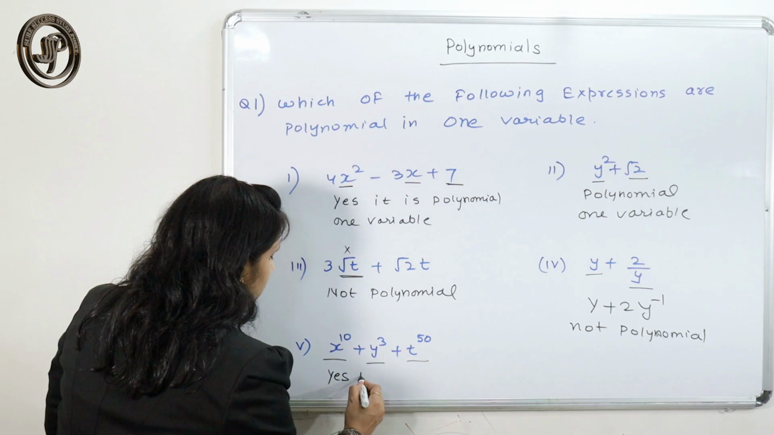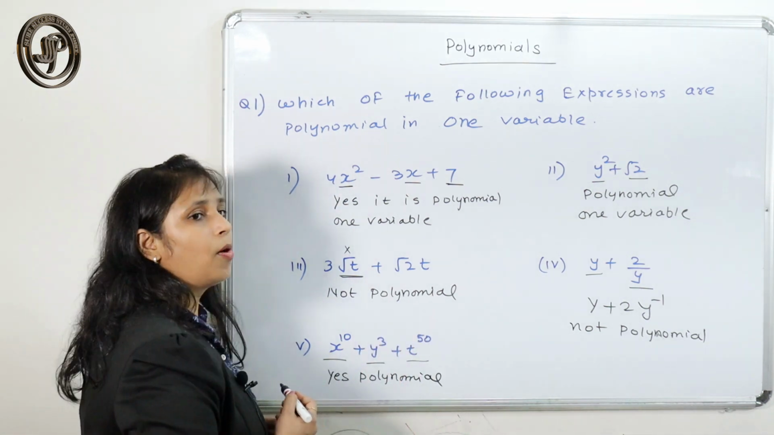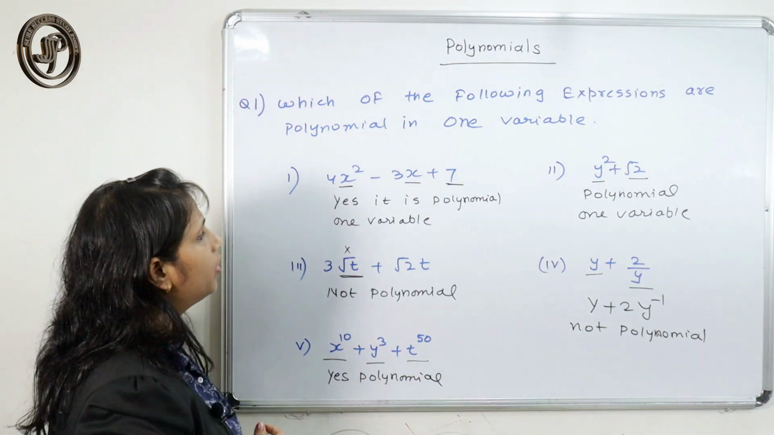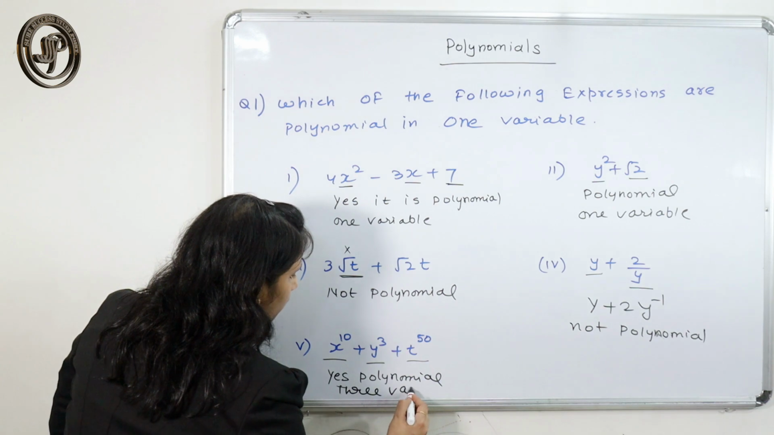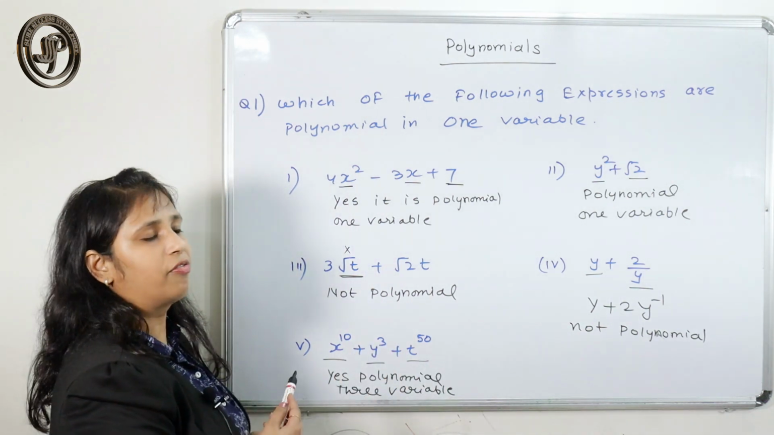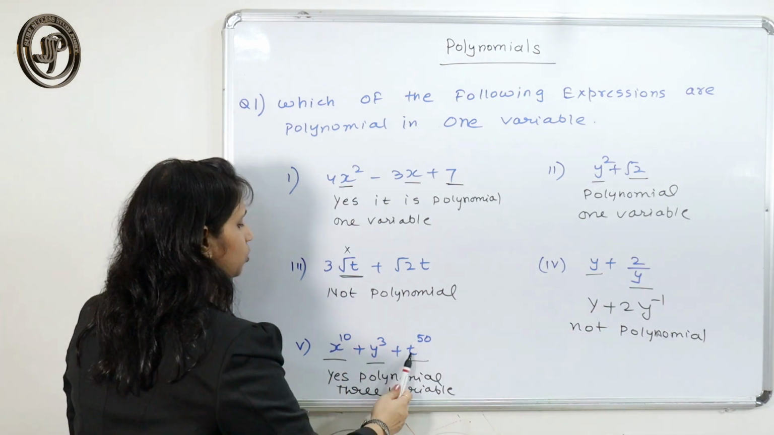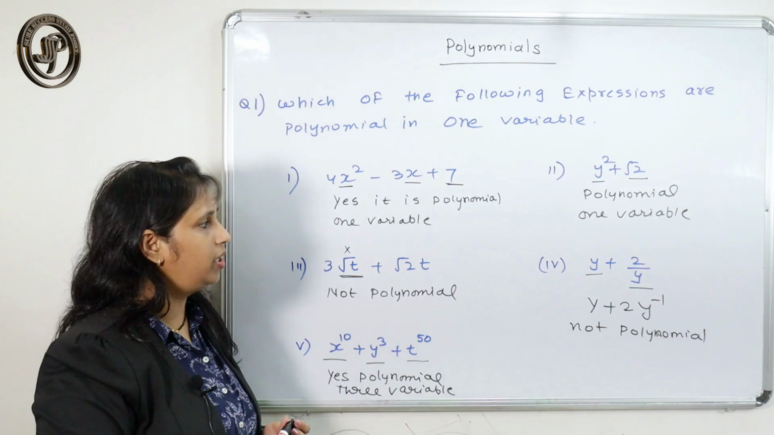So yes, it is a polynomial. This is a polynomial but not in one variable. This is a polynomial in three variables, because here three different letters are present: x, y and t. So this is a polynomial in three variables.